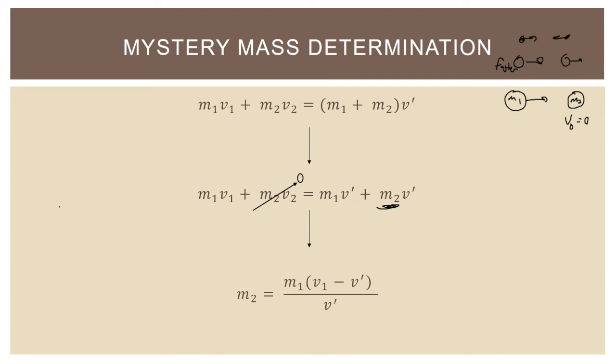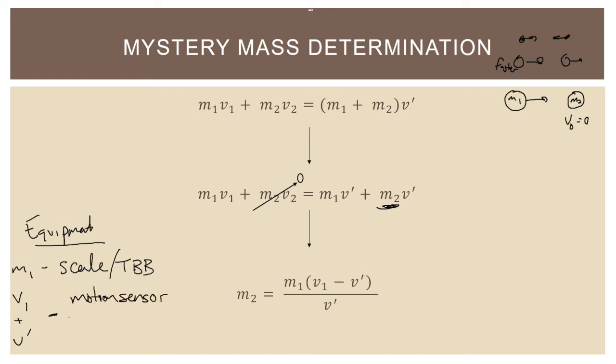So first, let's talk about the equipment. Notice here, you're going to have to measure m1, and of course, m1 you're going to measure with a digital scale or a triple beam balance. And v1 and v prime, you have options. You can use a motion sensor. You can use meter sticks and stopwatches. But the best device that you can use to measure the velocity of a lab cart is going to be a photogate. You are eventually going to see a video of me doing this experiment.